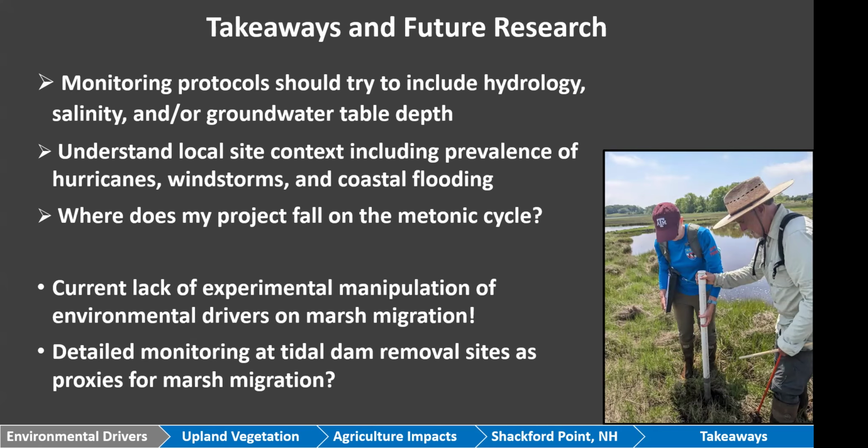Definitely understand your local site context when it comes to the prevalence of hurricanes or windstorms or coastal flooding. Those things are very different in the Southeast versus New England. And then also when you're planning a project, always think in the back of your mind, where does my project fall on this metonic cycle? If we're about to plan a project, over the next 9 years we're going to see decreasing tidal amplitude. That might impact the rate of marsh migration in my project.